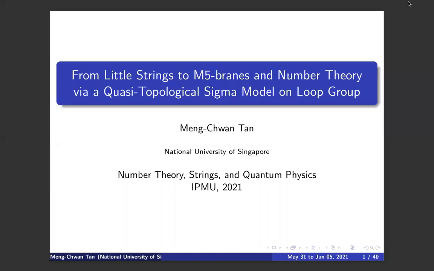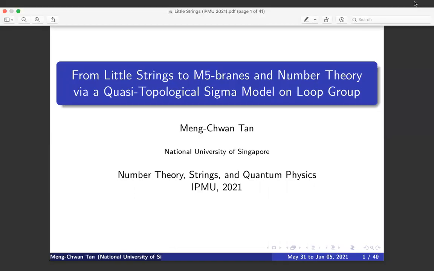The speaker is Meng-Chwan, and he will tell us about "From Little Strings to M5-branes and Number Theory via a Quasi-Topological Sigma Model on Loop Group." Please. All right. Thanks, Kentaro, for the nice introduction. And thank you again to all the organizers who invited me to speak at this very nice workshop.